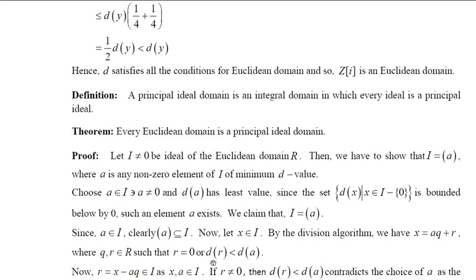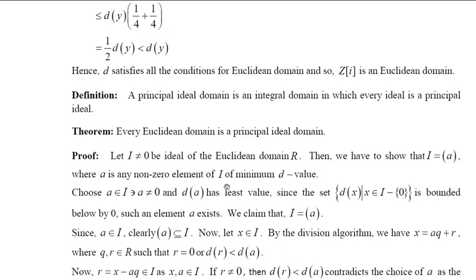Suppose, for the time being, that r is not equal to 0. Then by this definition, d(r) must be less than d(a). But this is not possible. Why? Because a is chosen in such a way that d(a) has the least value. Anything which is less than d(a) cannot be present in I. But your r is present in I and d(r) is less than d(a).